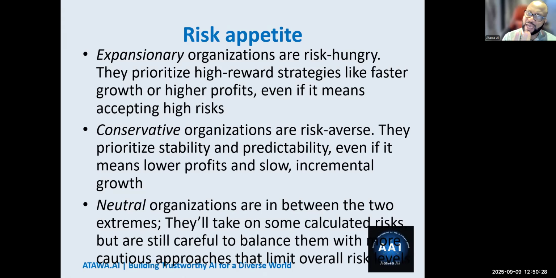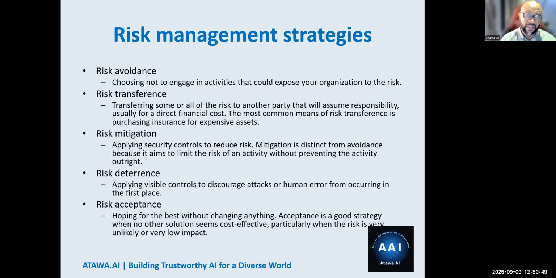So you hear the word risk appetite. Basically, it's like food. What's your appetite for food? What's your appetite for risk? Organizations that are trying to expand, which we call expansionary organizations, are risk hungry. Whereas conservative organizations are risk averse, meaning they don't really want to take much risk. Of course, you have neutral organizations that are in between.